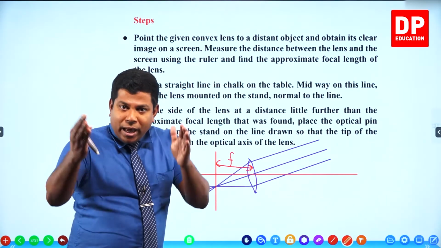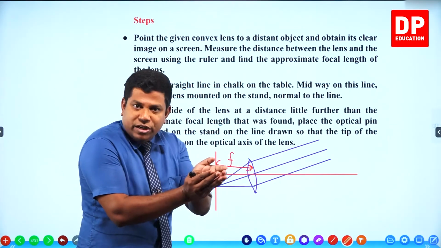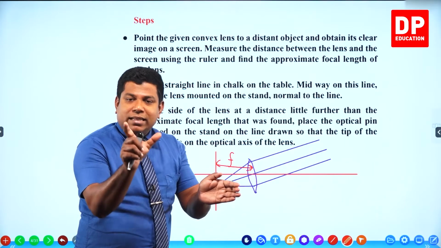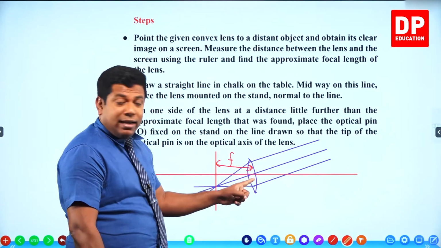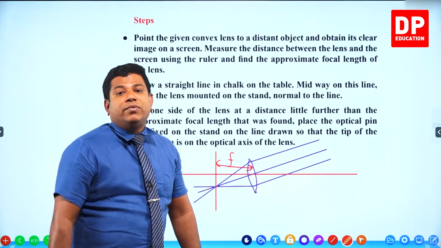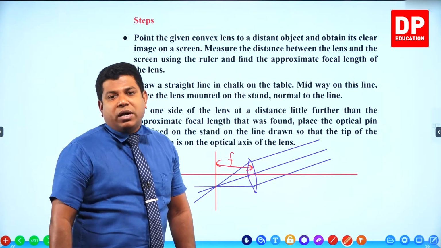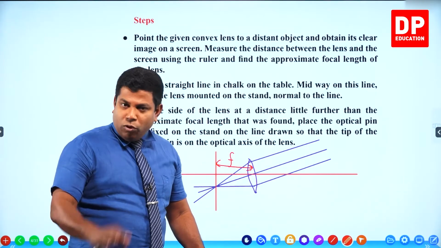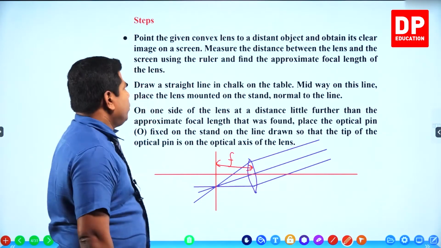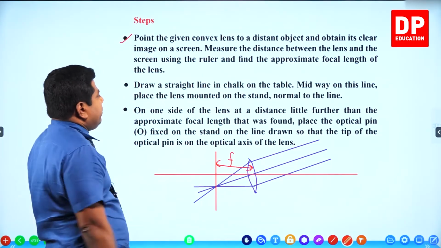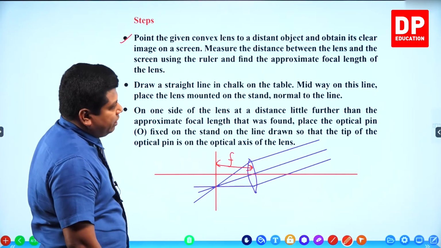However, get parallel rays falling on the lens and find the point where they converge, and get the distance between the convergent point and the optical center. That will give you the approximate focal length of this lens. That won't be a precise measurement, but you can get an approximate measurement. Do that first.